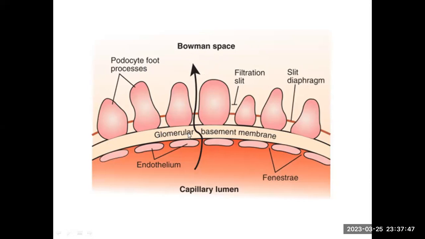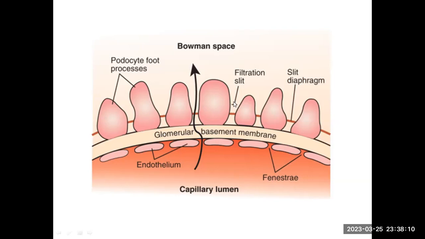The basement membrane is actually a fusion between the basement membrane of the endothelium and the basement membrane of the podocytes. That is why the glomerular basement membrane is normally thicker compared to the basement membrane in other tissues in the body. Because it's due to fusion of two layers: the basement membrane of the endothelium and the basement membrane of the epithelial layer, which is the podocytes.